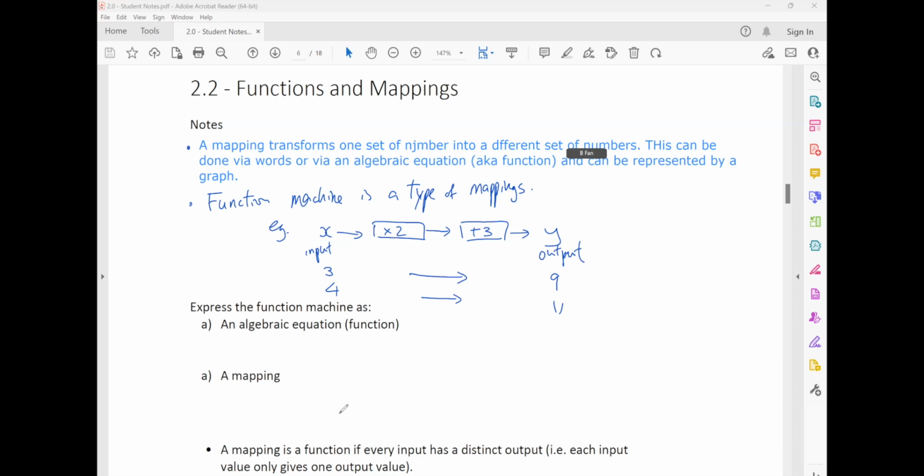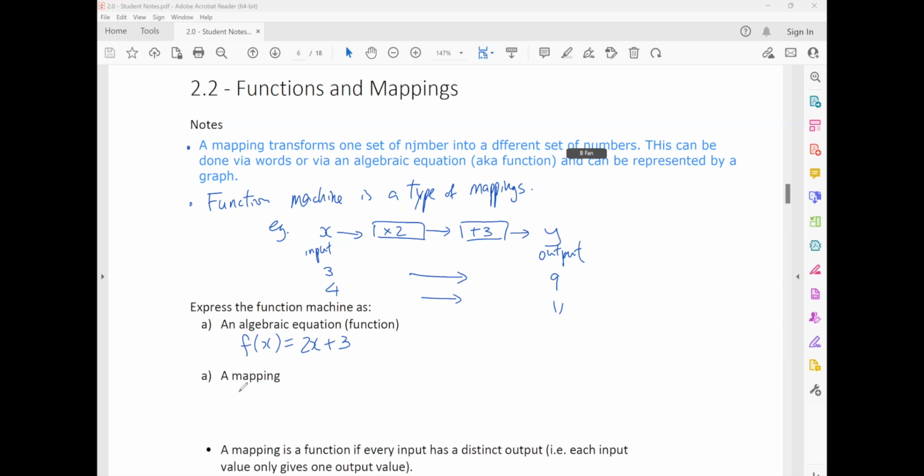So express the function machine as an algebraic equation or function. So in here, we can see f of x. We can write f of x equal to 2x plus 3. So 2 times x plus 3, so it's 2x plus 3. Now, that's f of x as a function. But as a mapping, we have a different way of writing it.